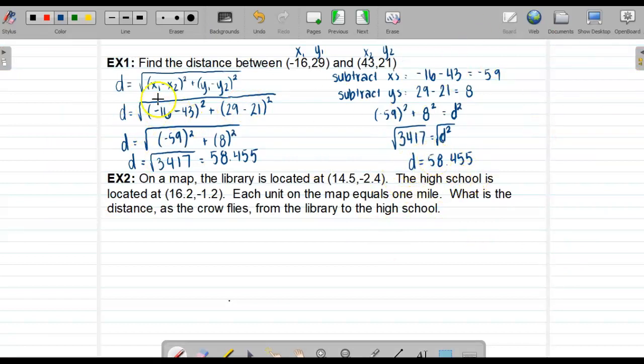So if you don't like the formula, this way works just as well. Subtract your x's, subtract your y's, do Pythagorean theorem with those two numbers. Okay? So it's up to you whichever one you want to do. Okay? Questions?